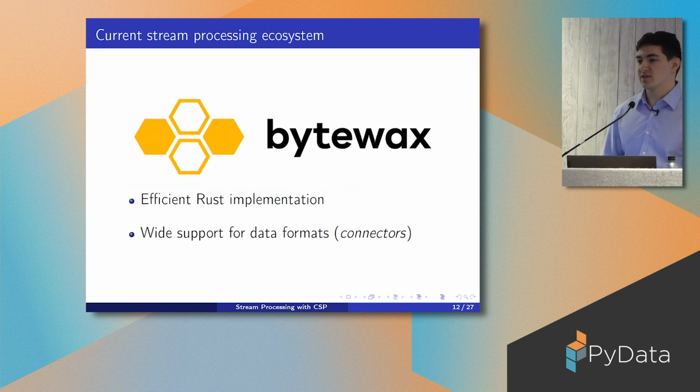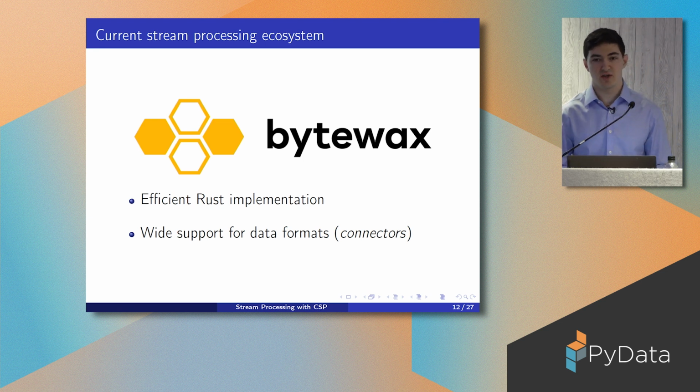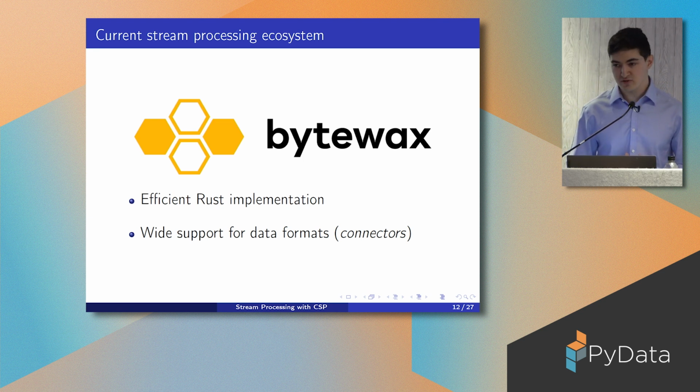So in the next few slides, I'm going to discuss some of the existing solutions in Python. All of these are open source that you can use for stream processing. The first is Bytewax. So Bytewax is a nice framework with a nice Python API for stream processing, but a lot of their core logic is written in Rust, so you get that nice efficiency of the language.